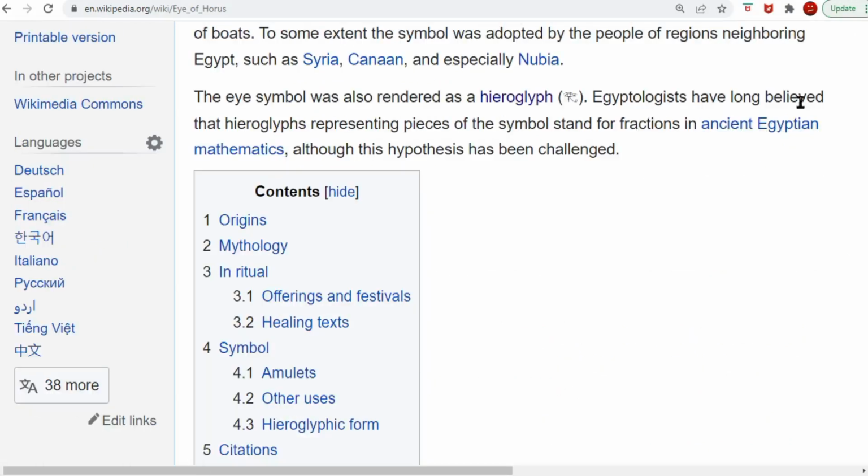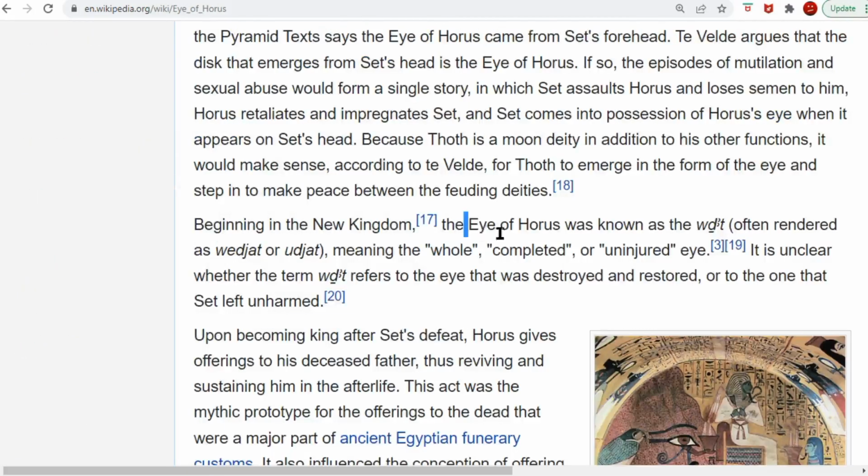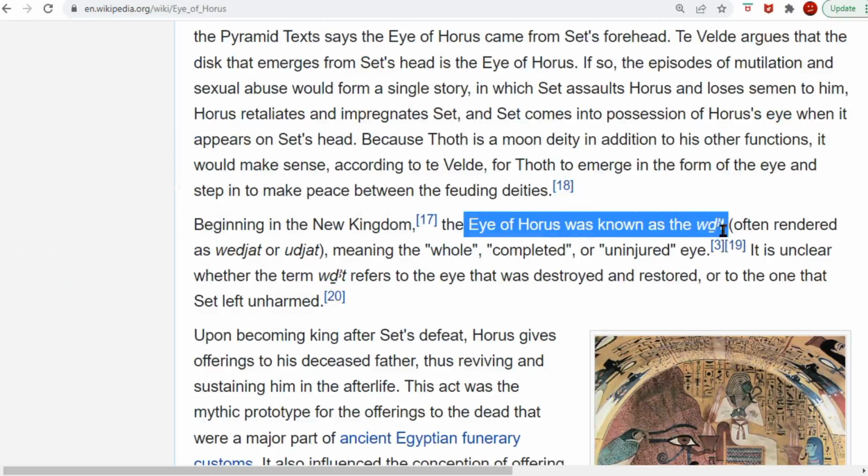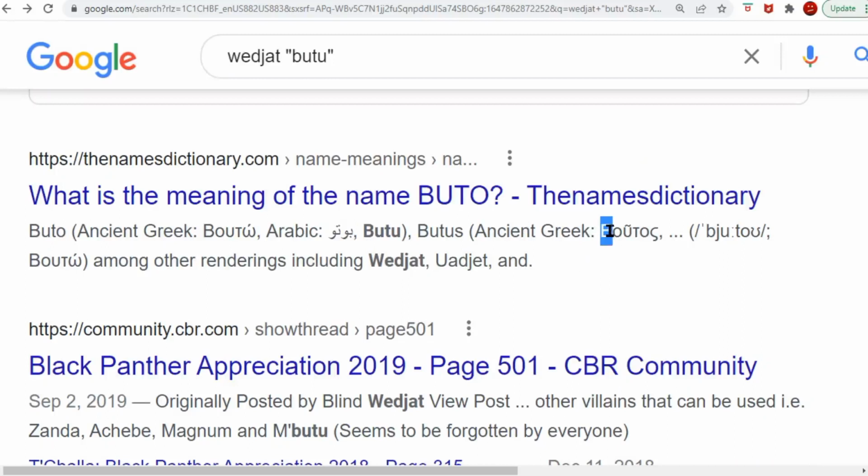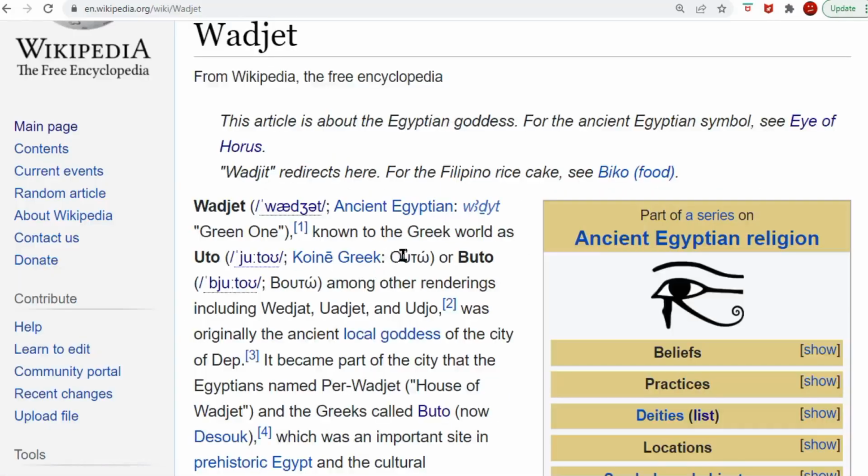And Egyptologists have long believed that hieroglyphs representing pieces of the symbol stand for fractions in ancient Egyptian mathematics. And the eye of Horus was also known as widget, meaning the whole, completed, or uninjured eye. You can see this Greek spelling, the B is in utus. It's the same spelling, the OU, and then a little line telling you move the O over, of utus, in hoot, in the hooter. In the koine Greek is utu, in utu.